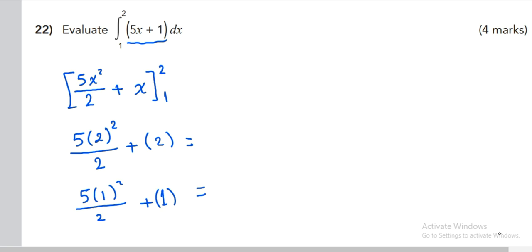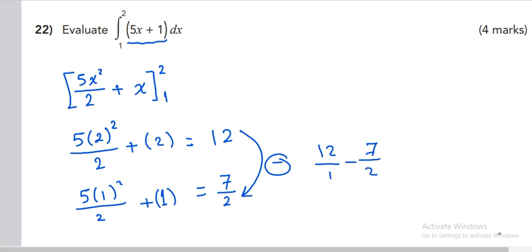The first one is 12. And the second one is 7 over 2. This value minus this value. So it will be 12 over 1 minus 7 over 2. Using calculator, it will be 17 over 2. Or you can write it as decimal, it will be 8.5. If you are asked to write it as decimal, you can change, otherwise you can write it in any form.